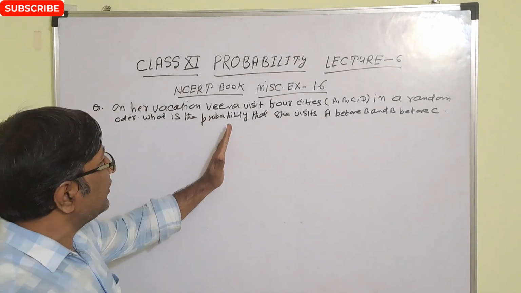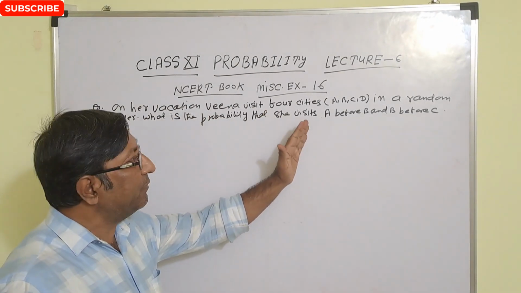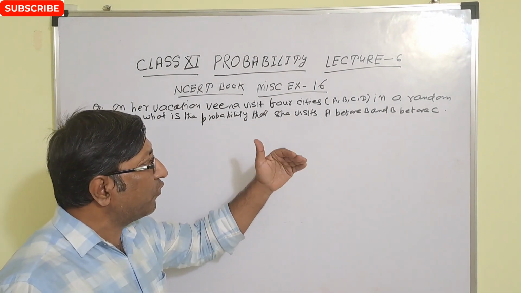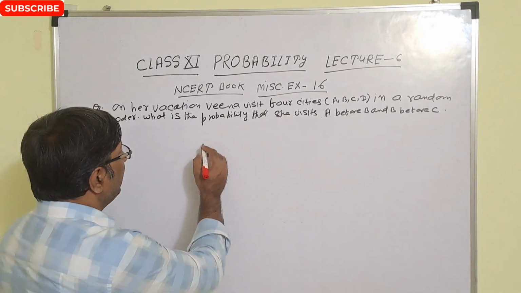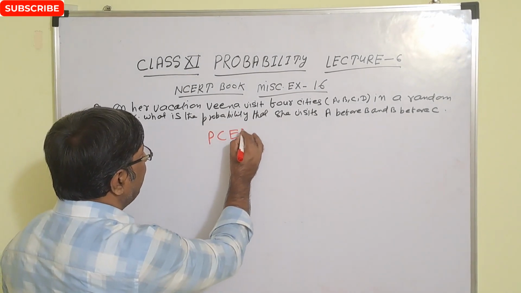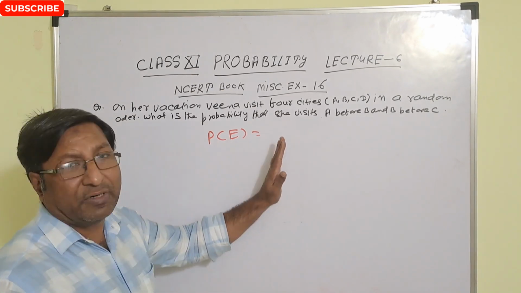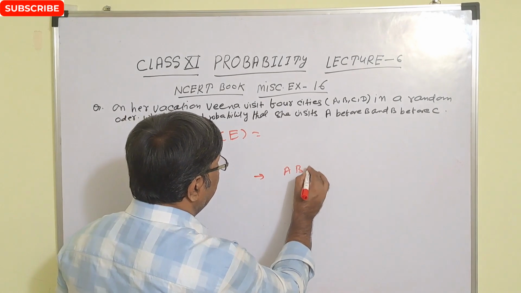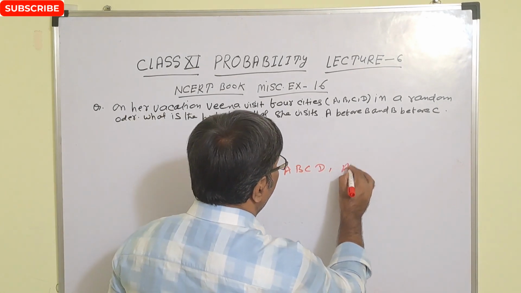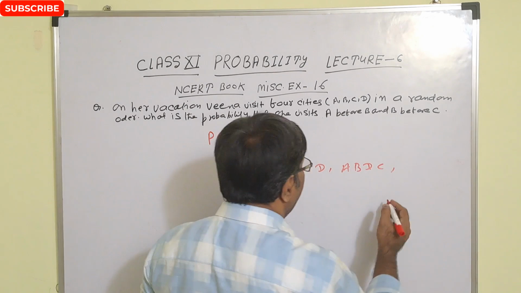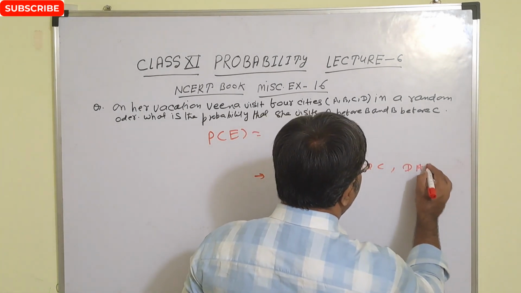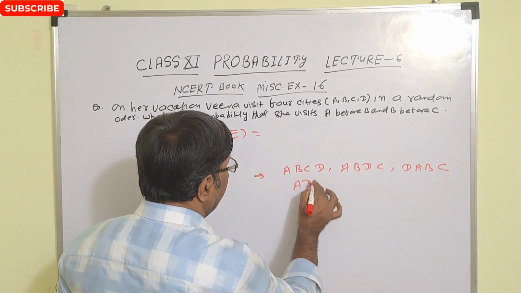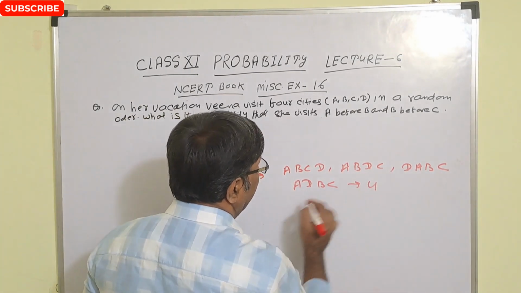Let us see the next question. On a vacation we visit 4 cities A, B, C, D in a random order. What is the probability that she visits A before B and B before C? Probability of any event is favorable outcome by total. Favorable outcomes: A, B, C, D; in the same way A, B, D, C; D, A, B, C; or A, D, B, C. So the total number is 4.